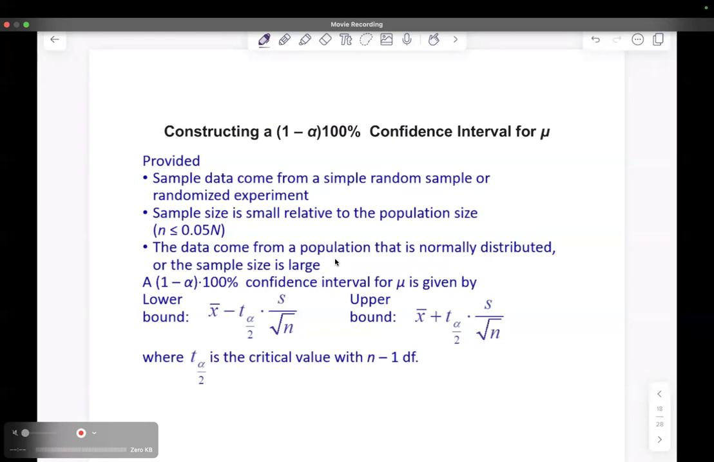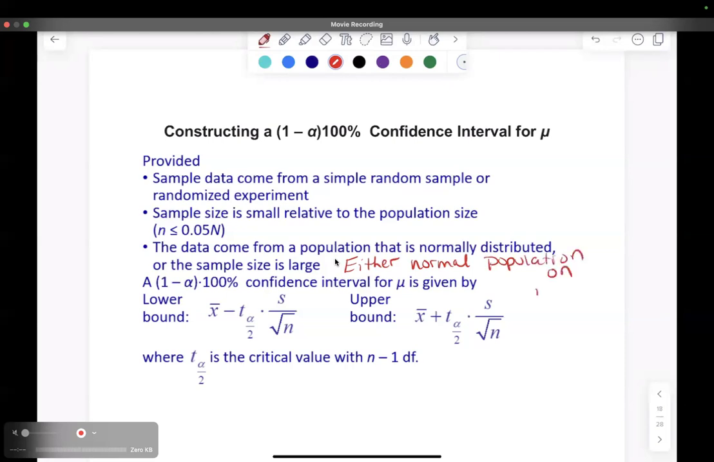I'm going to write this down because I think there's a question in your homework about it. I'm going to write it in a different color, this one's not standing out. So it's either a normal population or n is greater than or equal to 30. If it comes from a normal population or my sample size is greater than or equal to 30, then you can use this math.